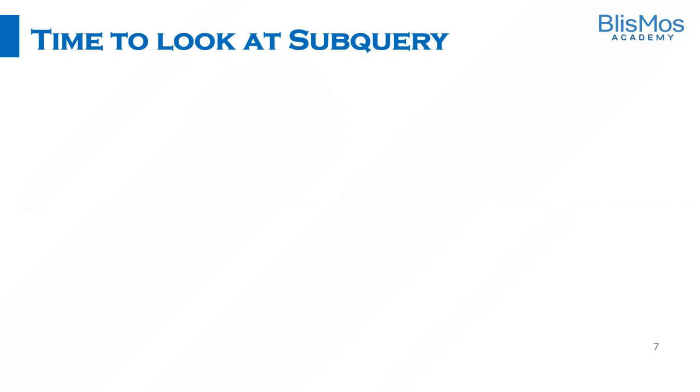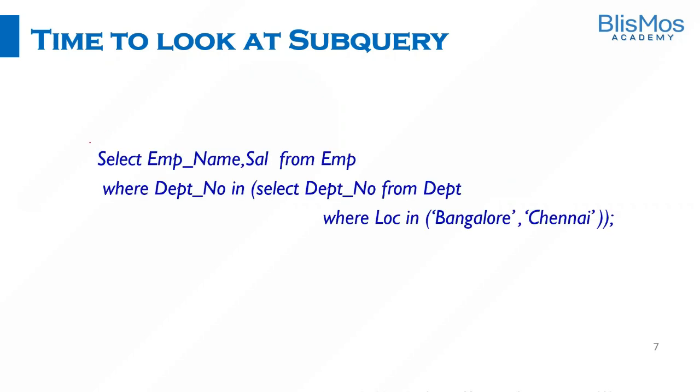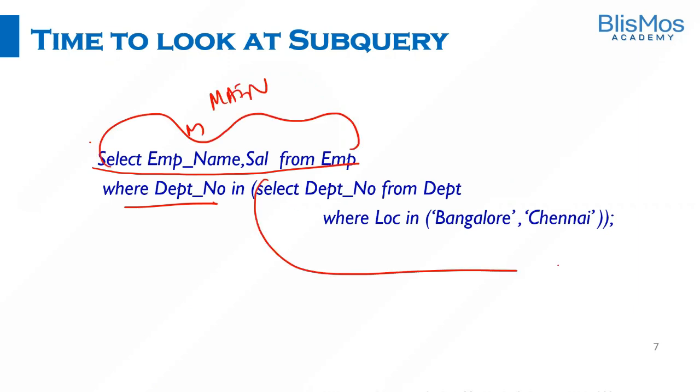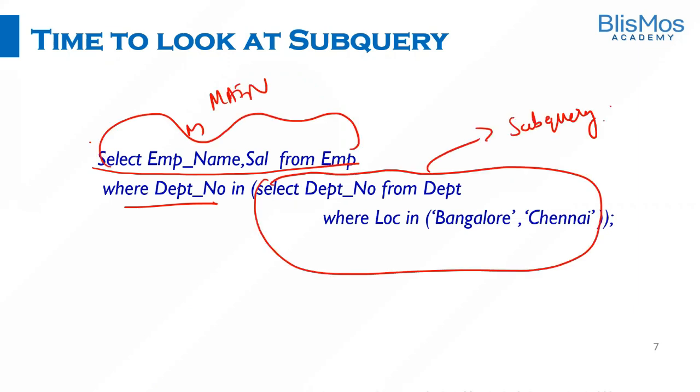It is time to look at how the subquery looks like. Look at this query. We have a query. This is a main query, and this guy is a subquery. You can see which is an inner query, which is within the main query. So that is how the subquery looks like.